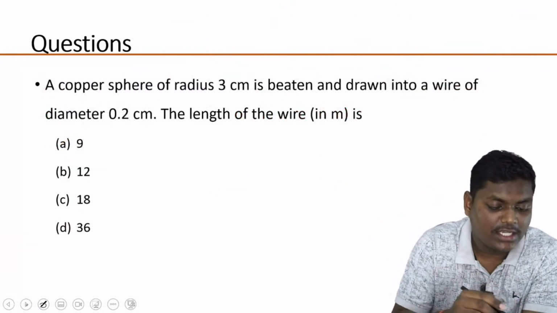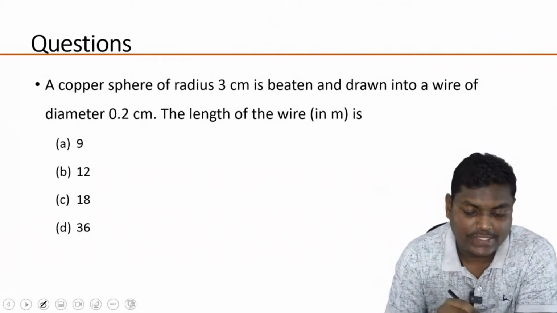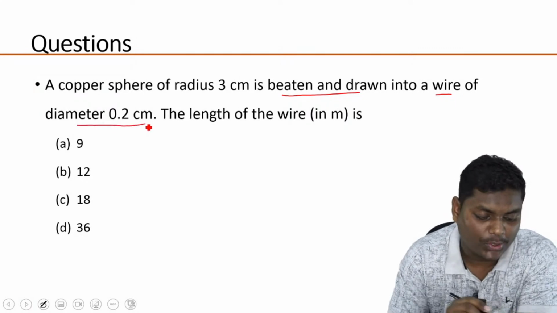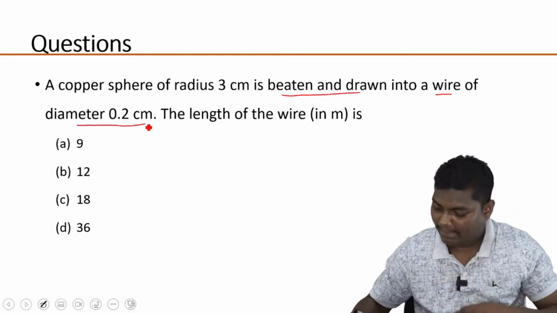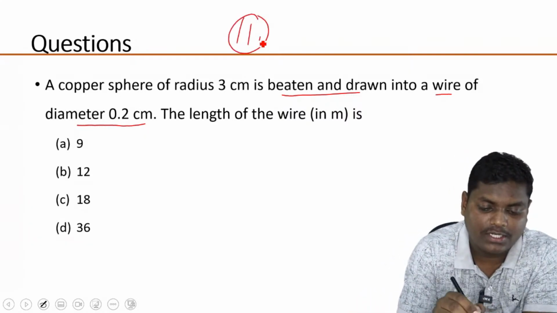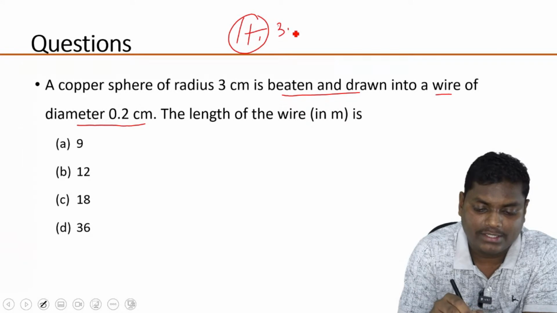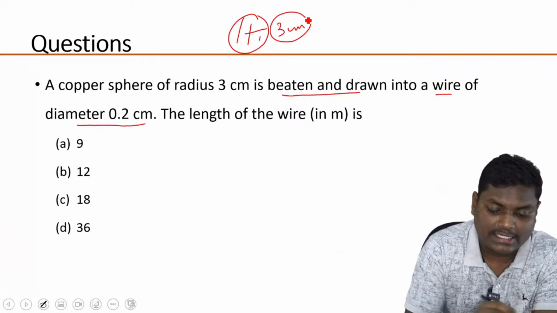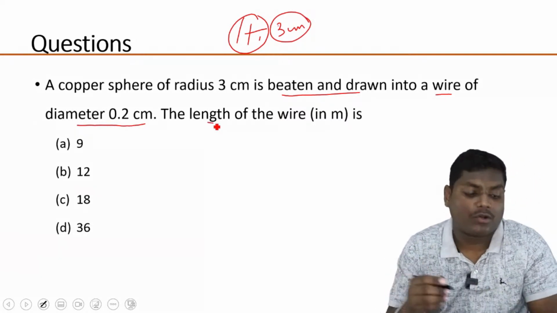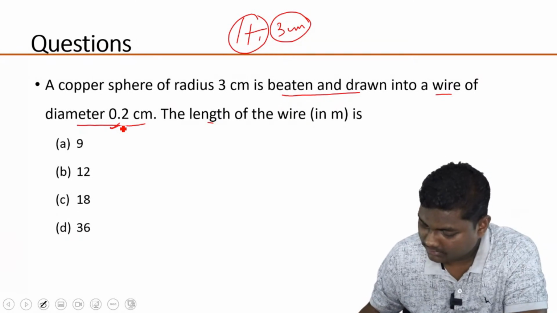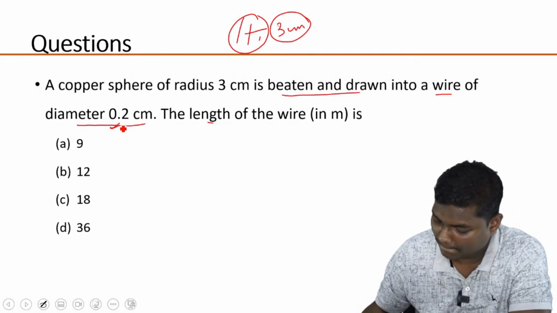Now the next question is: a copper sphere of radius 3 centimeter is beaten and drawn into a wire of diameter 0.2 centimeter. Find the length of the wire. Try solving this question. They have given us a copper sphere of radius 3 centimeter. This sphere is beaten and drawn into a wire. Now they are asking what is the length of the wire that can be drawn if the diameter is 0.2 centimeter. Try solving this question.